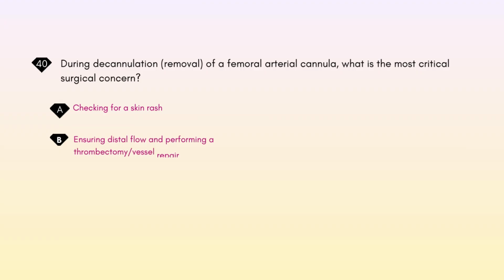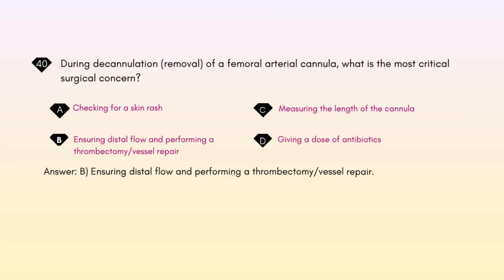During decannulation, removal of a femoral arterial cannula, what is the most critical surgical concern? A. Checking for a skin rash. B. Ensuring distal flow and performing a thrombectomy/vessel repair. C. Measuring the length of the cannula. D. Giving a dose of antibiotics. Answer: B. Ensuring distal flow and performing a thrombectomy/vessel repair.